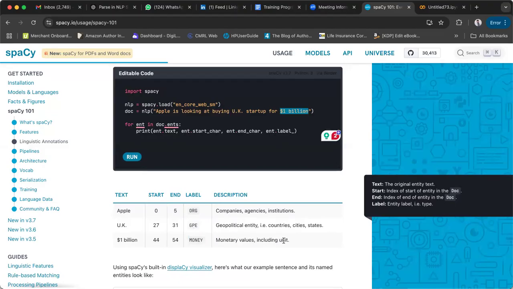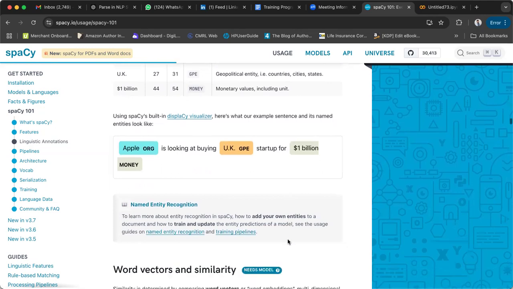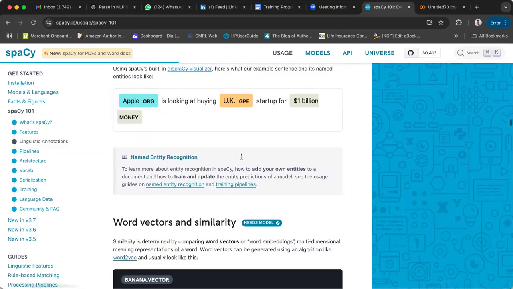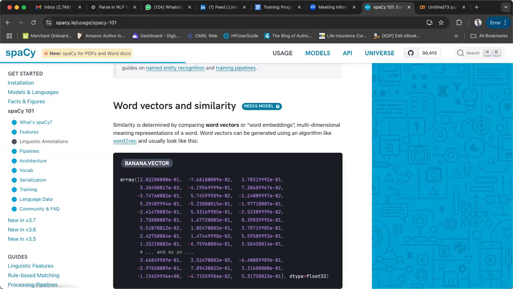The monetary value including the unit. This is how it is getting stored and understood at the back of the system, and this is how you have to build your understanding. So Apple, the organization, is looking at buying the geopolitical entity, right? And then the startup for 1 billion, it's money. They are highlighting all these things. This is the one thing we need to understand.